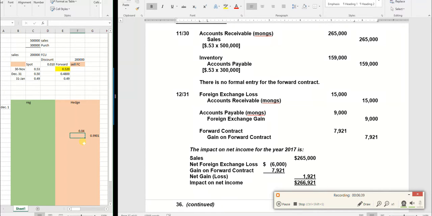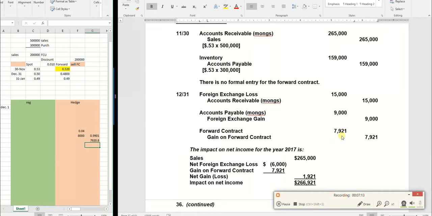0.004. 0.004 times 200,000 is what my hedge is for, is 8,000, and so I have 8,000, but I'm making this entry on December 31st, not settling it till January 31st, so I need to bring it back 1 month, and that factor is 0.9901, so 8,000 times 0.9901 is 7920.80, or they do 7921. So I know I can put in my number now.